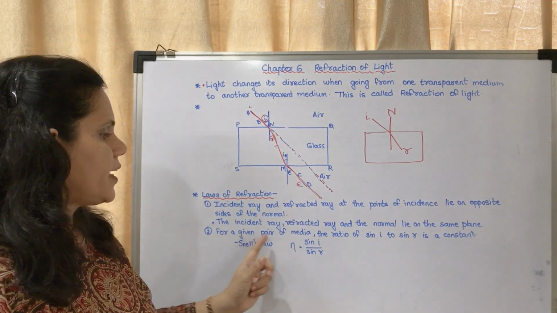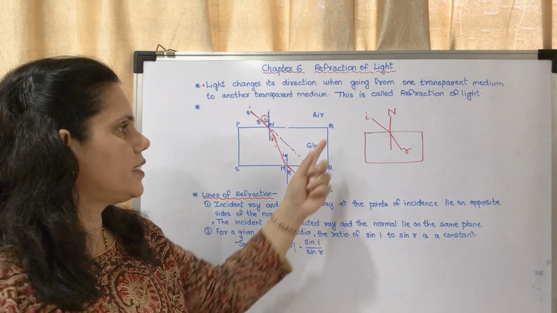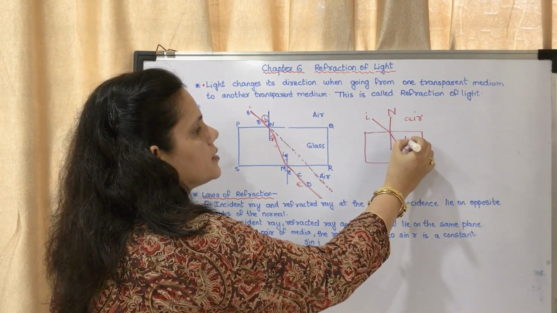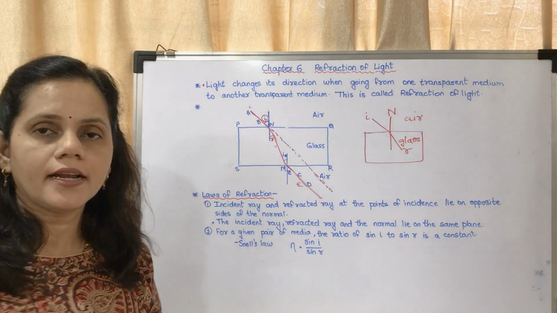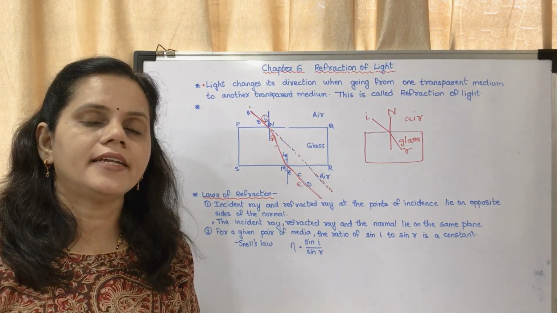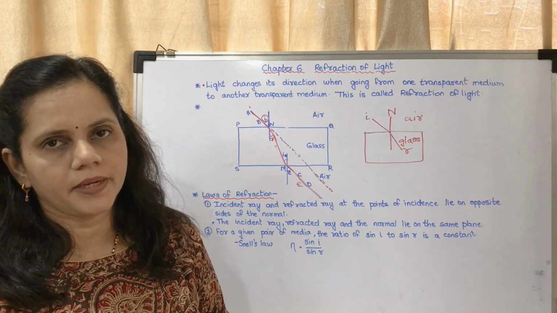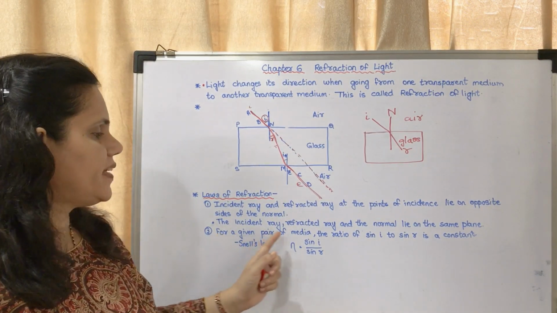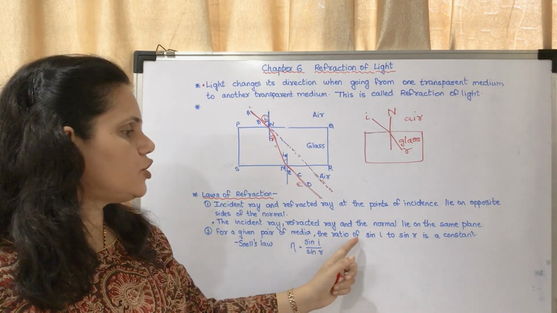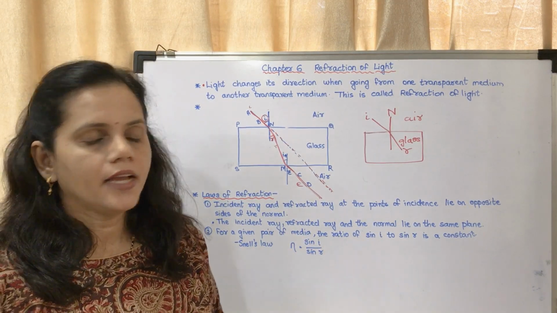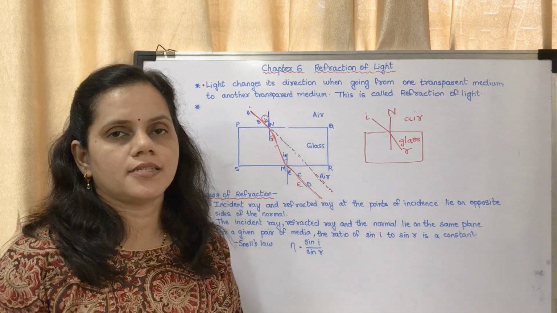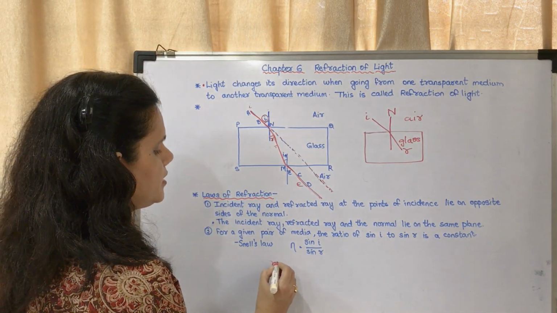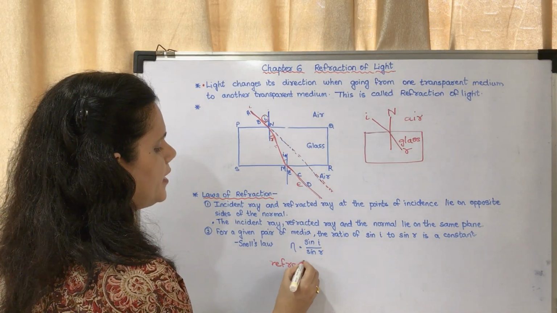Now the next is for a given pair of media. Here the given pair is air and glass. The light is passing from one medium to another medium, so there should be two mediums, isn't it? So for a given pair of media, the ratio of sin I to sin R is a constant, and that constant is called refractive index.